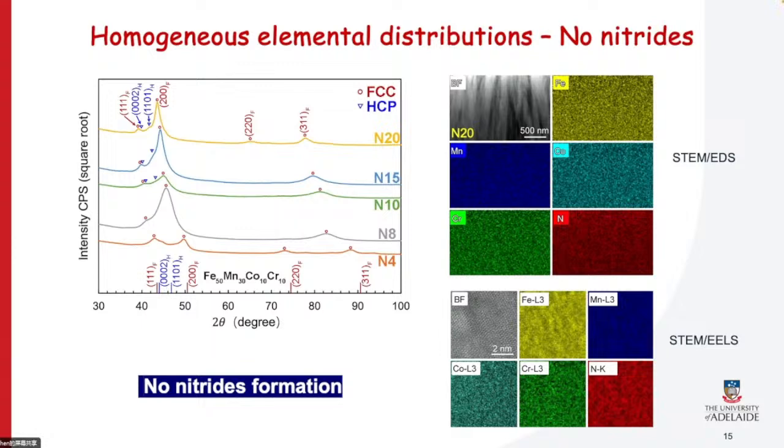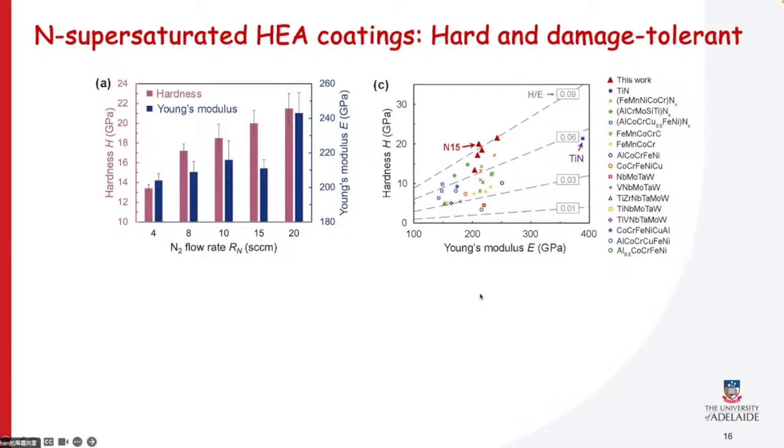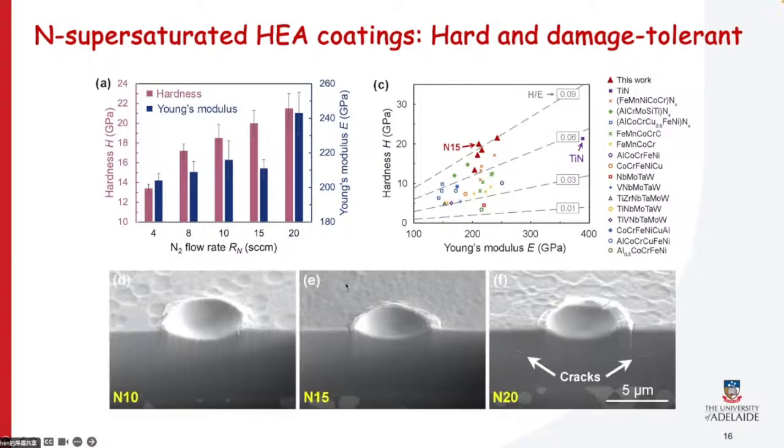They are just a nitrogen supersaturated solid solution phase. Now let's look at the mechanical properties. This is the hardness and the Young's modulus. We can see all five coatings show high hardness, but none of them show surface cracks after the indentation. It's a spherical nano-indentation, and we didn't observe any surface crack for all the samples.